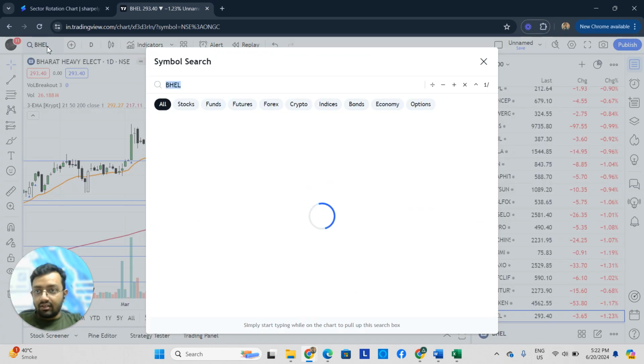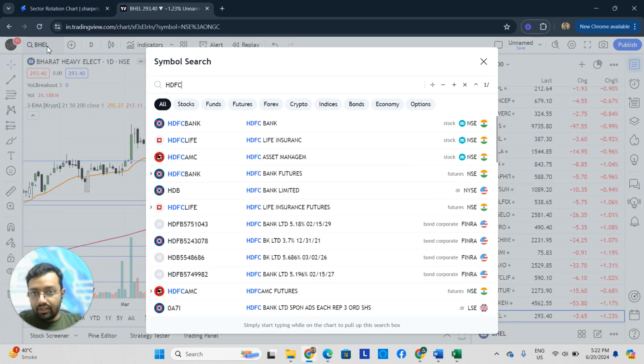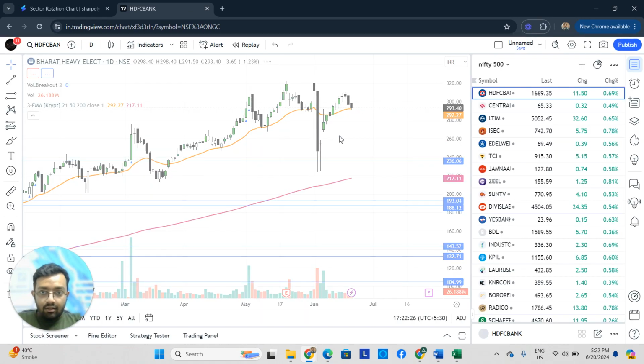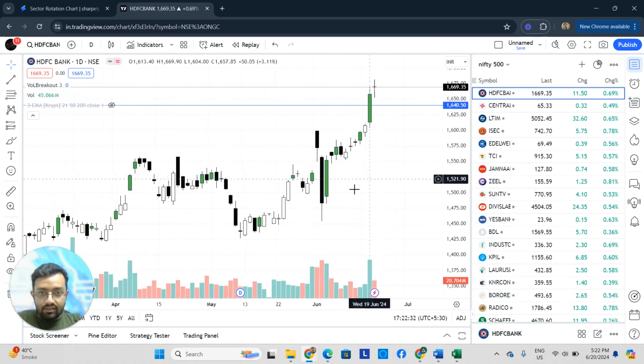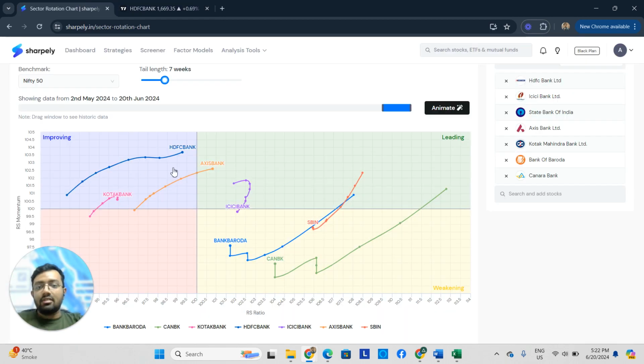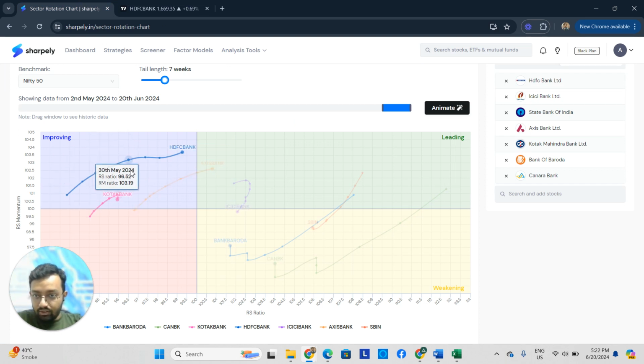We can see the same in the chart as well. If I look at the HDFC Bank, here we go. I'll just disable this. As we can see, in the recent time, HDFC Bank has shown strong momentum. The best way to use this chart is you simply start tracking stocks that are in the improving quadrant and the stocks that are moving towards the leading. From 23rd May, you could have started tracking it and then see the direction. Axis and HDFC are right now showing strong momentum, and the relative strength is also increasing.